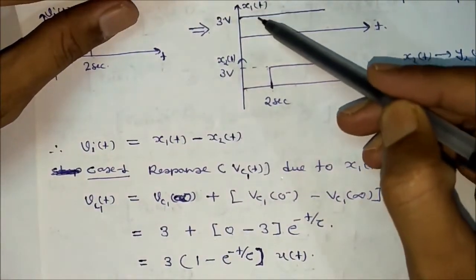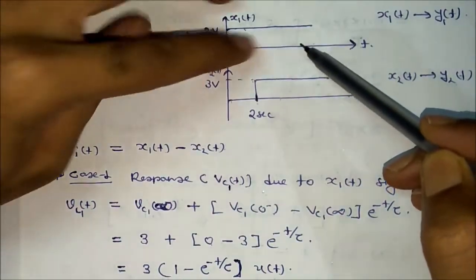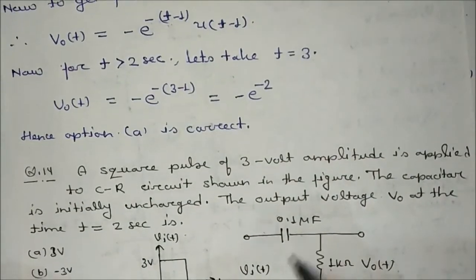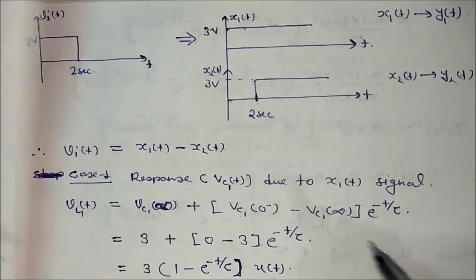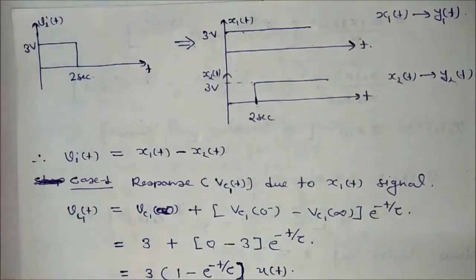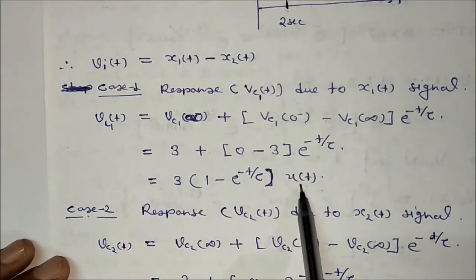V input for t infinite will be how much? This is 3 volt, and the capacitor will be open circuited. If the capacitor is open circuited and this one is equal to 3 volt, then Vc infinite is exactly equal to whatever the applied voltage is here, that is equal to 3 volt. Okay, now the time constant will be this R and this C, then R into C is the time constant. What I have got, Vc1t is equal to this amount.